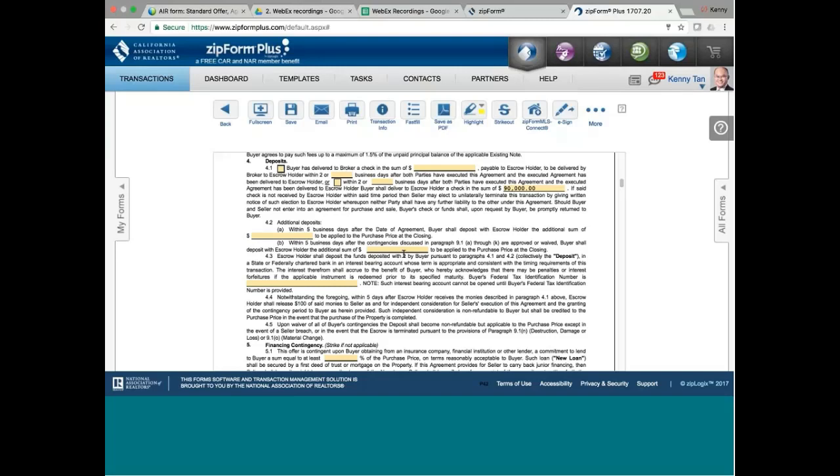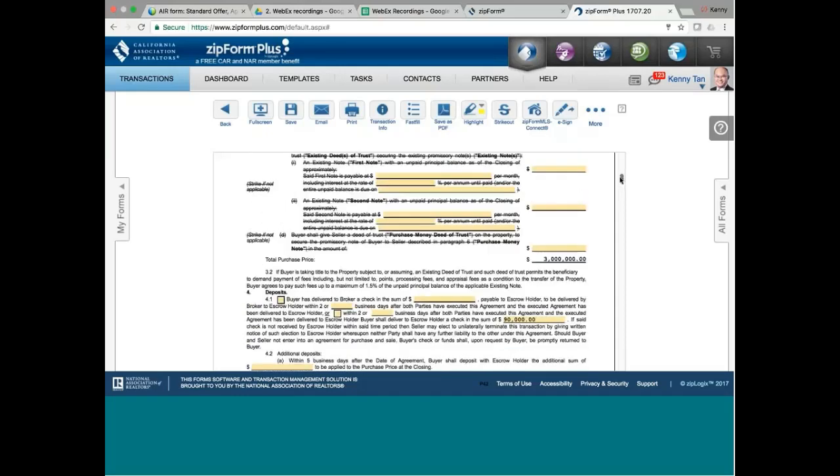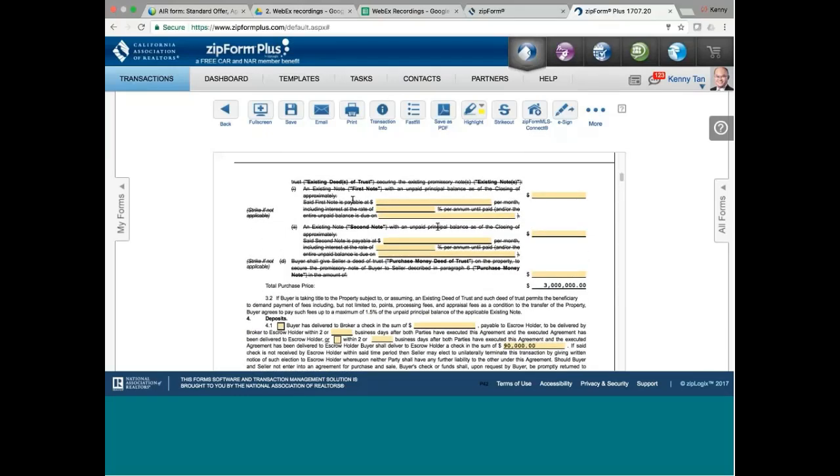If the effect is the same as to strike it out, say for example, the one that I have earlier, what if I don't strike this out, I leave it blank? I could actually just leave it blank. It says strike if not applicable. That's why I strike it out. So I'm just following the form's instruction.